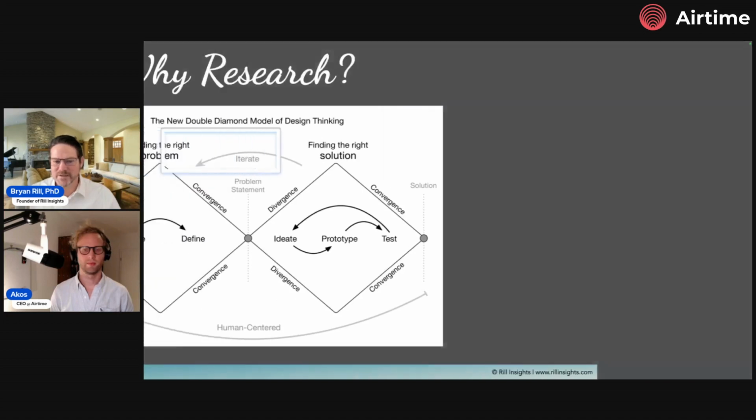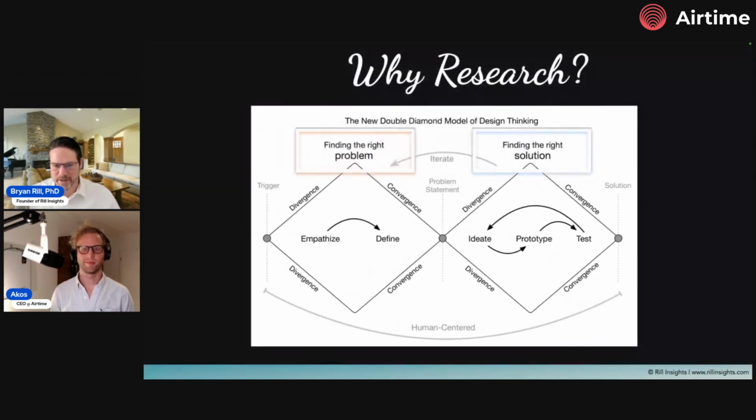Okay, and we can see this when we look at the double diamond, right? Design research in particular, the stuff that researchers and product managers are responsible for, is focused on finding the right problem and then finding the right solution. Those are our two major objectives.